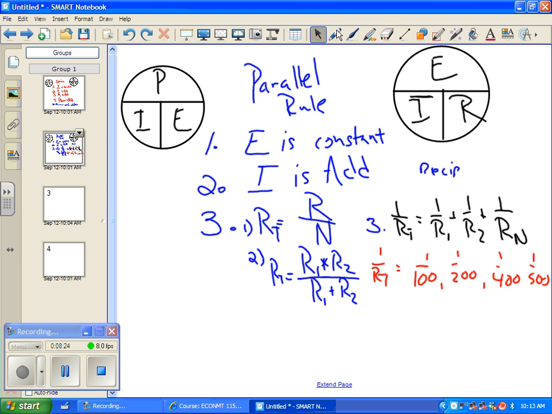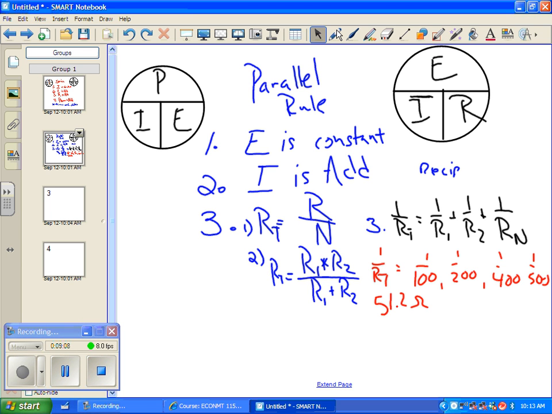Now hit plus. Now put in 200. X to the minus 1. Plus. 400. X to the minus 1. Plus. 500. X to the minus 1. We already added all the ones up, so just hit equals, and that'll give us the total of all the reciprocals. And that's a number we don't even want to look at. Don't even look at it. Now hit X to the minus 1 one more time, and hit equals. And you get 51.2. That's the total resistance of those resistors in parallel.